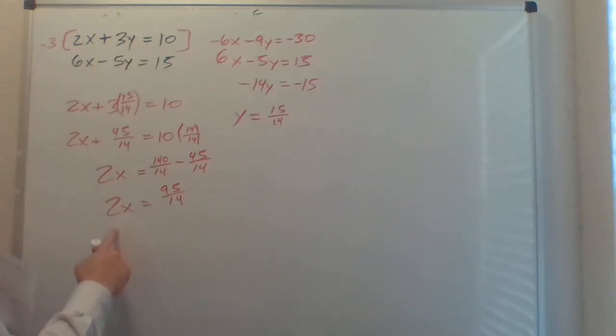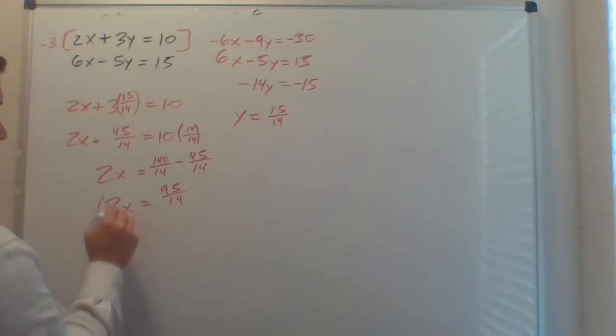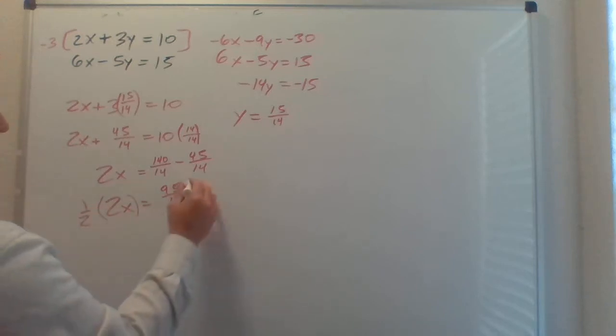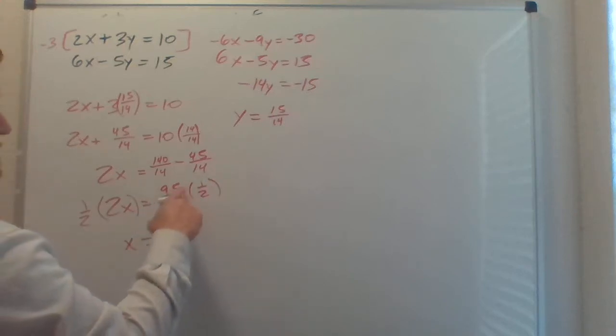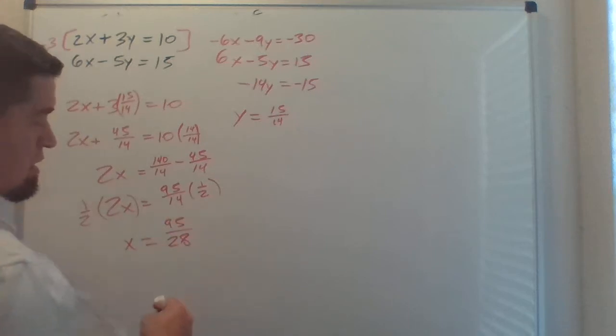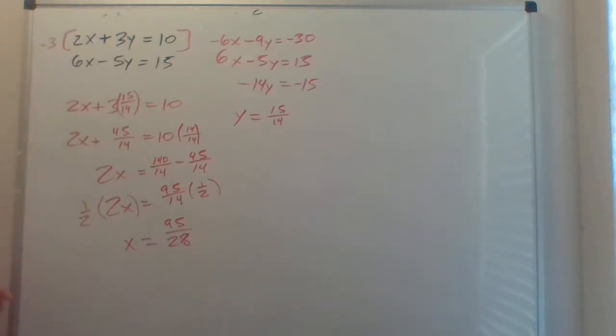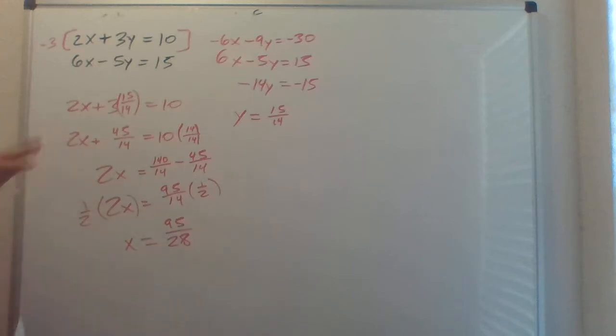I can divide by 2, but you could also think of it as multiplying by half. So if I multiply both sides by half, that cancels out. And then this will be x equals 95 over 28. And then from there, they have no common factors. So that would be your solution. So your coordinates would be 15 over 14 and 95 over 28. Okay, but I wanted to show one where it didn't have no solutions or infinite solutions, but you had to do that little skill there.